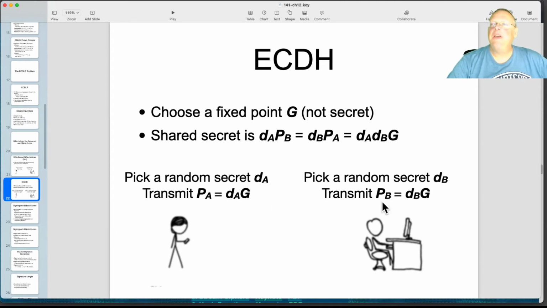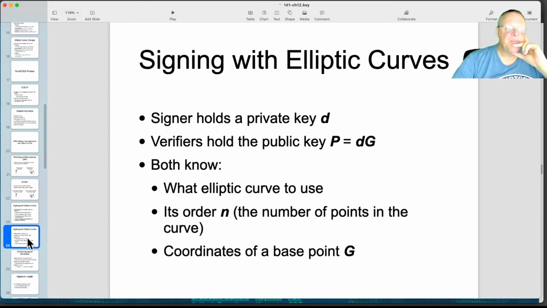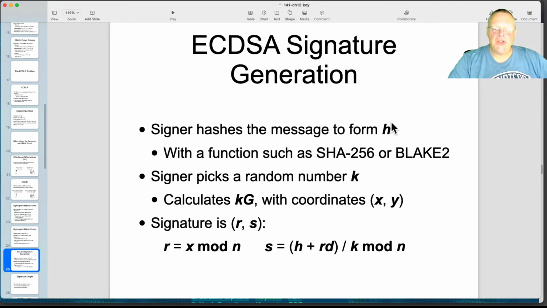So now we have created a shared secret, and then we just have to turn that into a key and we can encrypt stuff. Now there's a signature algorithm, which is the one used in Bitcoin, and it's got a signature generation and a verification algorithm. It's used all over the place. So you have a private key, and the verifiers hold the public key, and they know what curve to use and the number of points that are on the curve, and a base point, G.